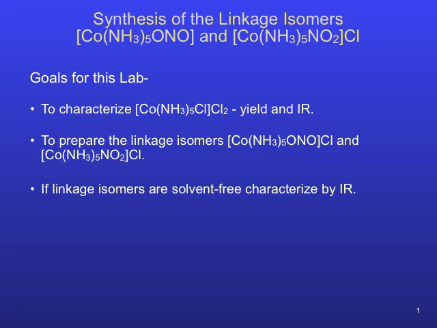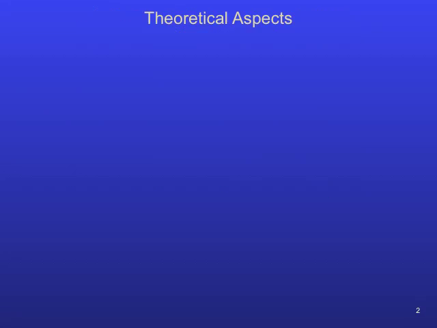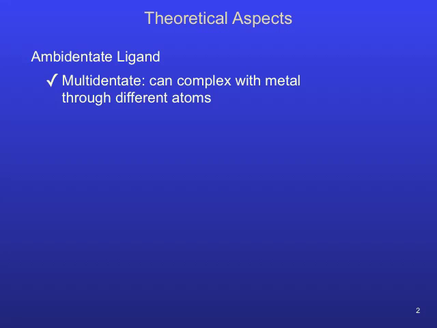The nitrito isomer, which is O-bonded, can be differentiated from the nitro isomer, which is N-bonded, by comparing the infrared spectra of these two linkage isomers. Ambidentate ligands have two atoms that can form a dative bond in transition metal complexes, but because of the structure of the ligand, only one atom at a time can bond.